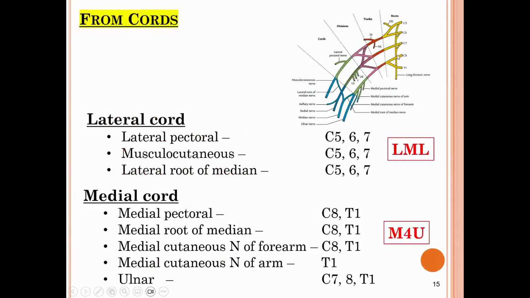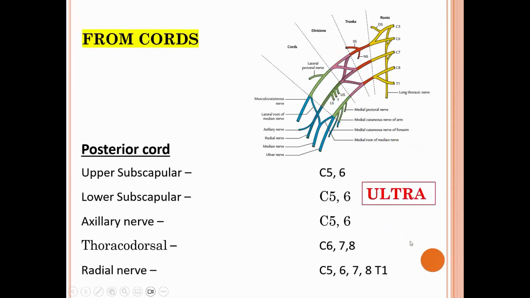From the lateral cord, there are 3 branches. There is the lateral pectoral nerve, it continues as the musculocutaneous nerve, and the lateral root of median nerve. So you can use the mnemonic LML. The medial cord gives 5 branches: medial pectoral nerve, medial cutaneous nerve of arm, medial cutaneous nerve of forearm, medial root of median nerve, and also the ulnar nerve. So the mnemonic can be M4U.